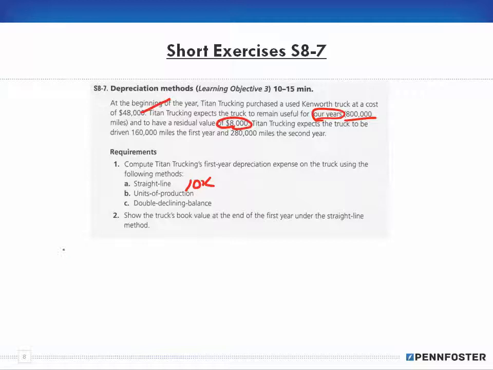For the units of production, we basically have the same thing. We have the 48,000 less the 8,000 for residual value, or salvage value as I like to call it. So we have $40,000 that is going to be depreciated.